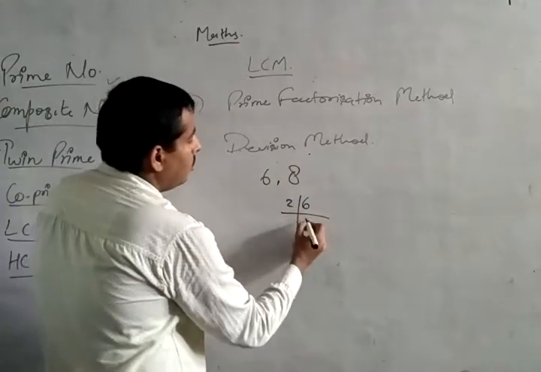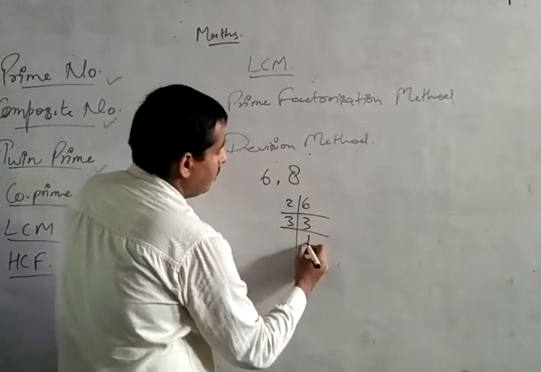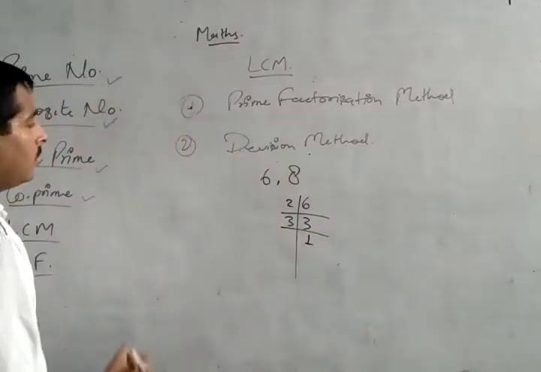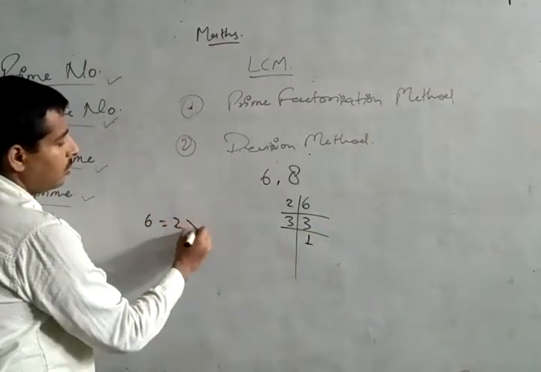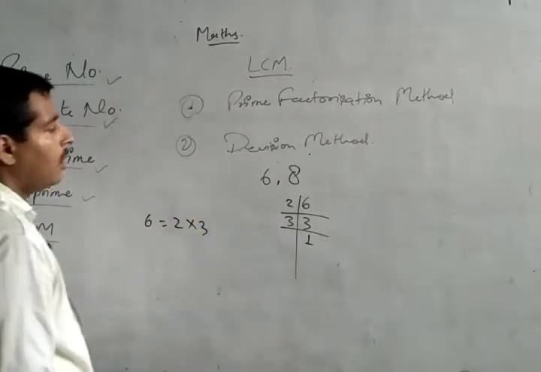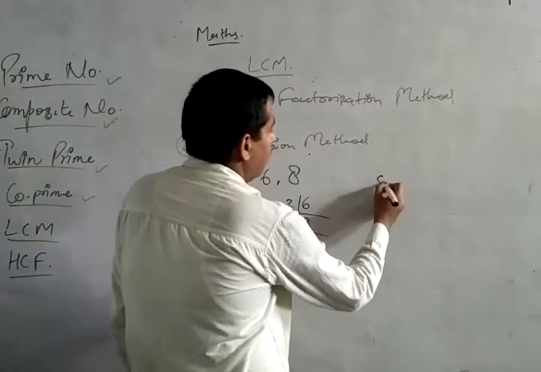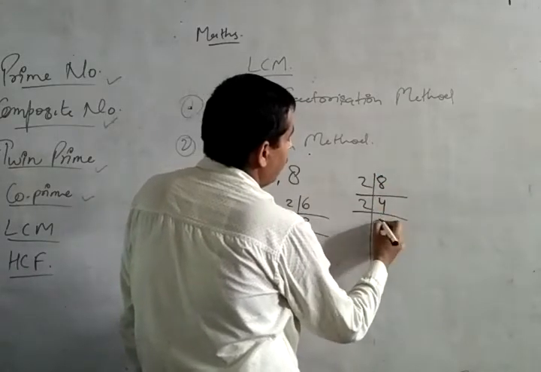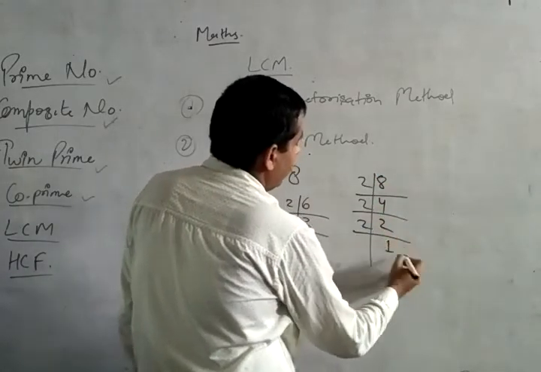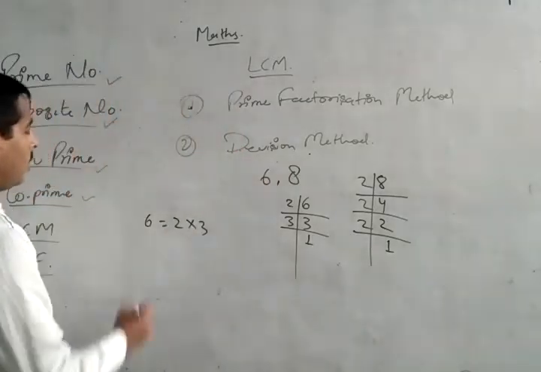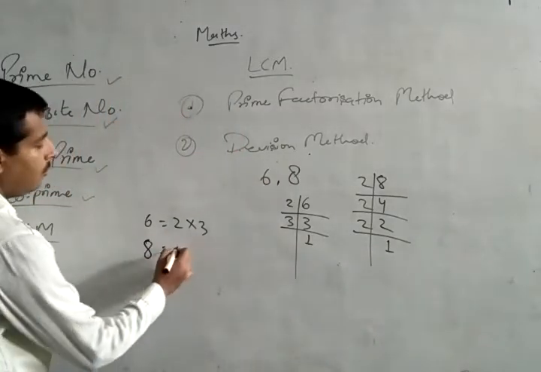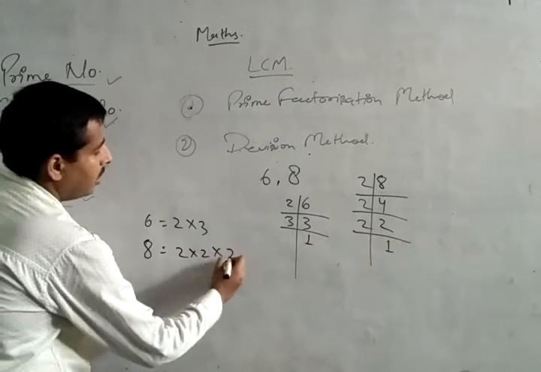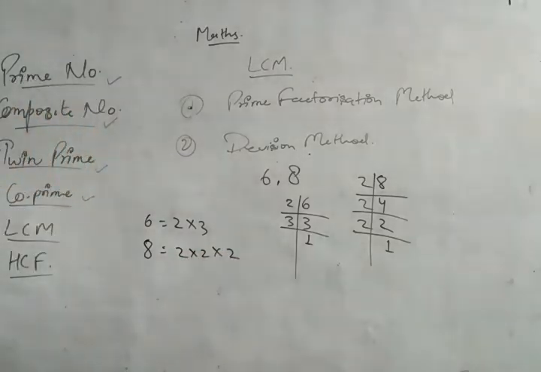By dividing it by 2, we will get 3, and by dividing it by 3, we will get 1. Then factors of 6 are 2 multiplied by 3. And in case of 8, if we divide it by 2, we will get 4. By again dividing by 2, we will get 2. By dividing by 2, we will get 1. Then in case of 8, we will write 2 multiplied by 2 multiplied by 2. These are the prime factors of 6 and 8.